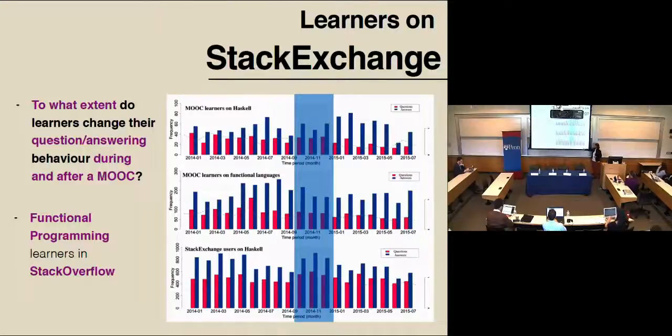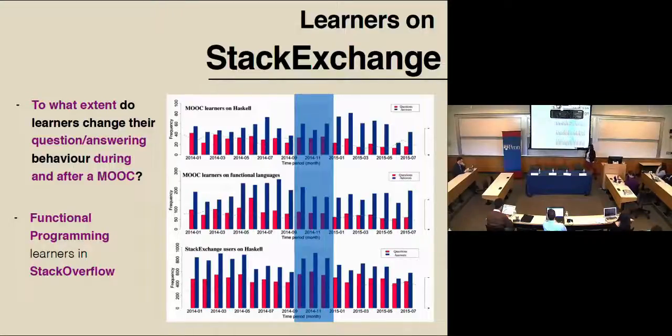So these are 3 different graphs. On the top we see what the MOOC learners do on the Haskell aspect. Haskell is a language that was taught in that MOOC. And as we can see there, after the MOOC, the number of questions our learners have went down dramatically. So clearly the MOOC did something. Either people ran away from Haskell or they had fewer questions about it.